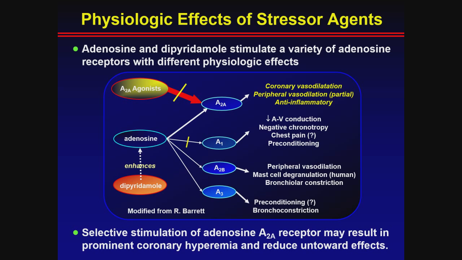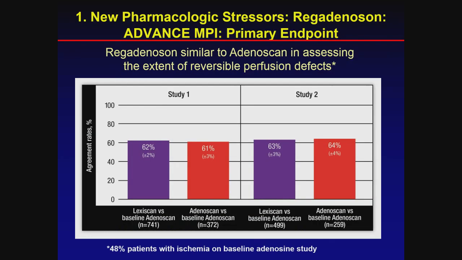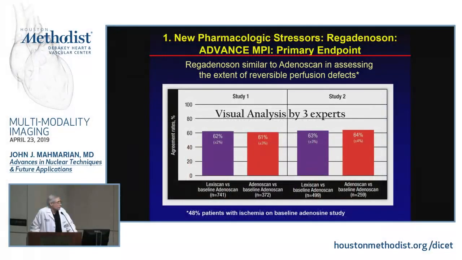have a minimal effect on the A1 receptor, which causes conduction abnormalities, the A2B, which causes peripheral vasodilation and hypotension, and the A3s, which cause bronchoconstriction. So in this regard, these newer agents are important. Regadenoson, as you know, has been out for a couple of years. It was shown in 2 pivotal trials to be comparable to adenosine in terms of detecting the extent of ischemia that was present. Those were the ADVANCE studies, ADVANCE 1 and ADVANCE 2.